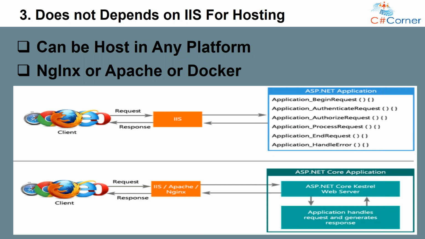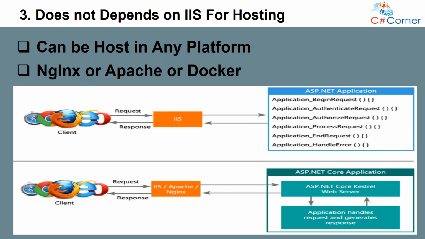The first image shows the hosting and request and response mechanism in ASP.NET MVC, where the client sends a request to IIS. IIS sends the request to the application, and the BeginRequest method is invoked, and then the authenticate request is invoked, and sequentially the request is authorized. After authorization, the request is processed, and then the response is returned. If there is an error, then the HandleError method is invoked and creates or returns the logs.